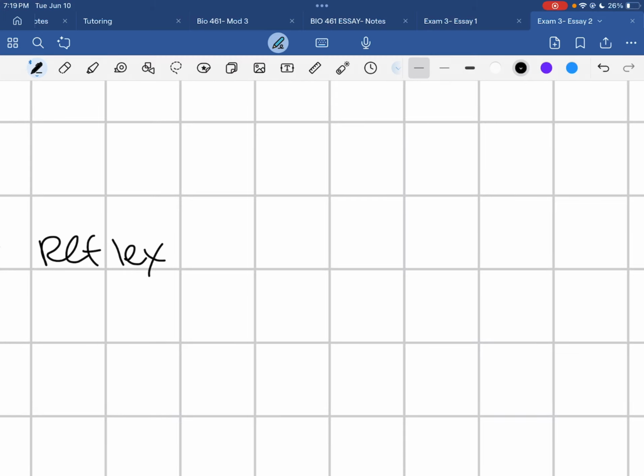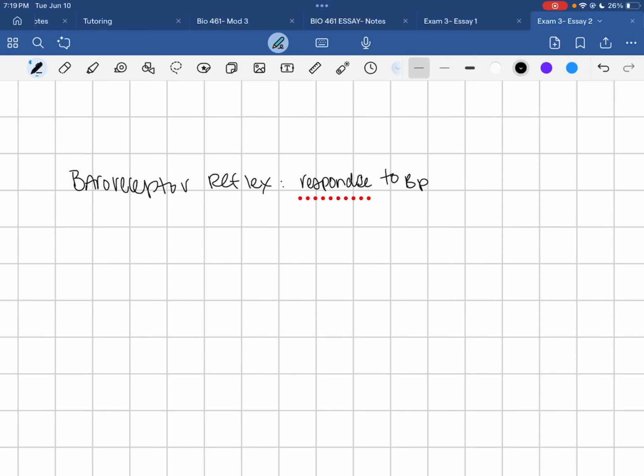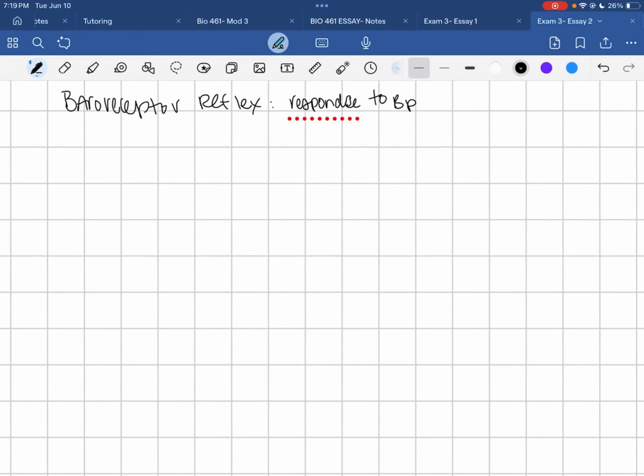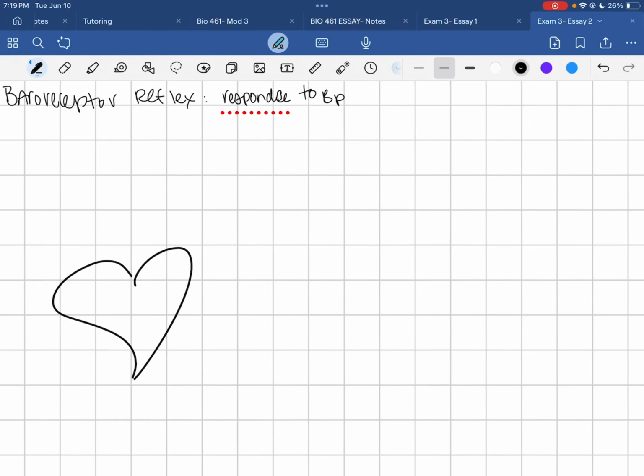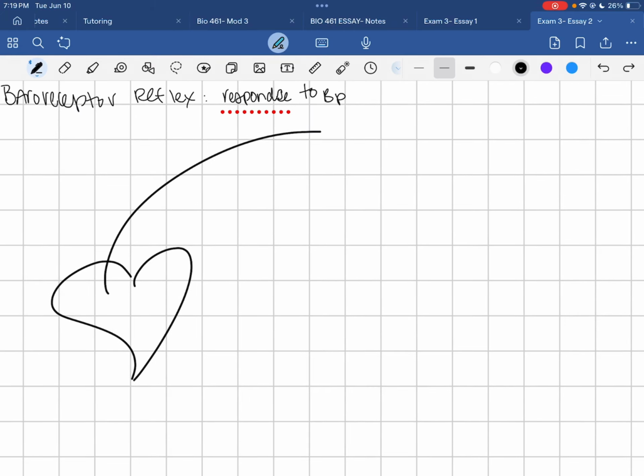Baroreceptor reflex. So our baroreceptor reflex is basically responding to blood pressure. A baroreceptor is a receptor that senses pressure in the aortic arch and the carotid sinuses. And there are 2 different pathways that it can take.